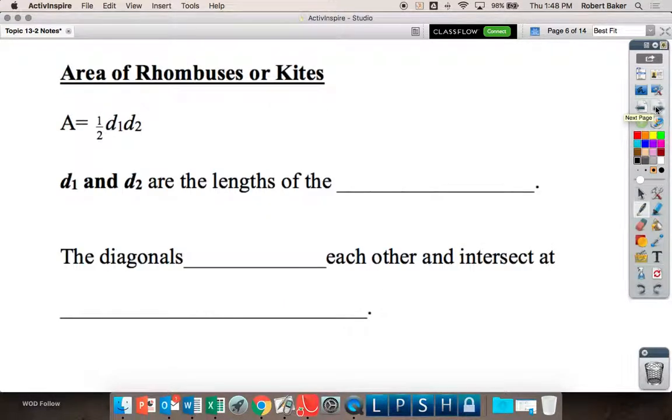Okay, new shape. This is for rhombuses or kites. Either one, same formula. Hooray. One formula, two shapes. It is 1/2 diagonal 1 times diagonal 2. It is half the product of the diagonals. Diagonal 1 and diagonal 2 are the lengths of the diagonals. Remember that diagonals go from vertex to vertex.